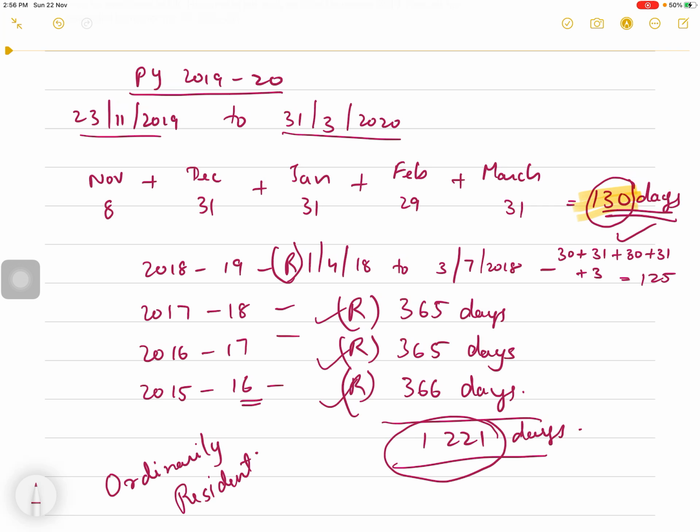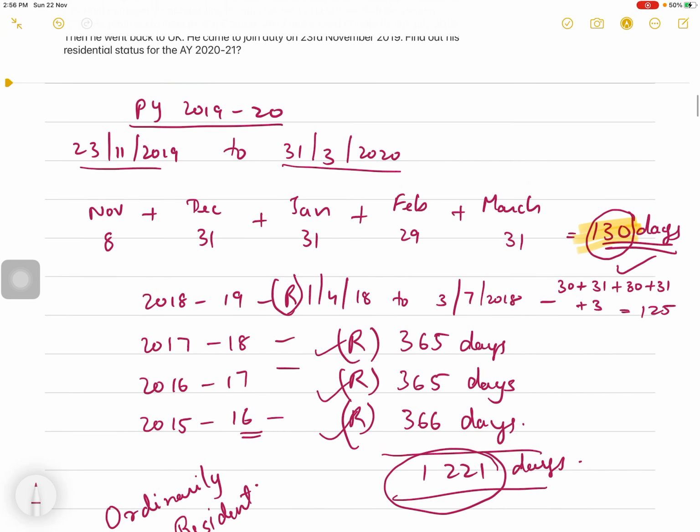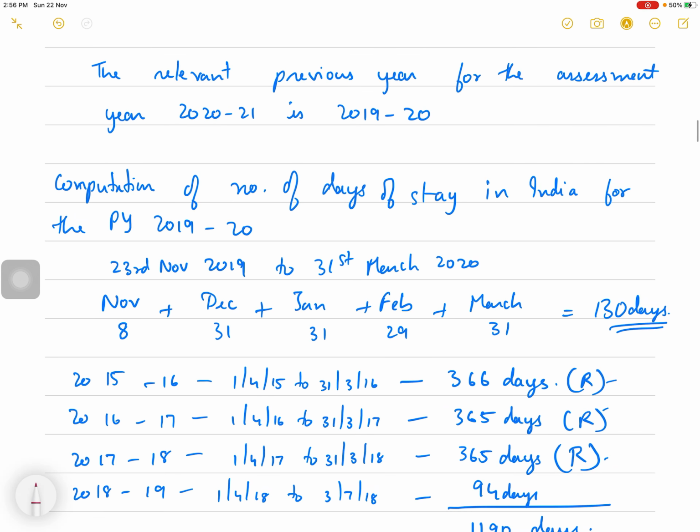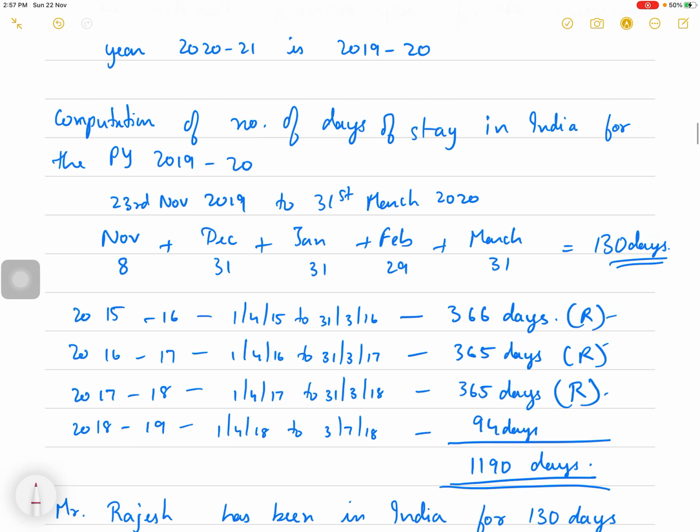By satisfying the second basic condition and both the additional conditions, he is ordinarily resident. Okay, so the answer for this question I have already written here. Please take down: the relevant previous year for the assessment year 2021 is 1920. Computation of number of days of stay in India for the previous year 2019-20. So when you calculate, it comes to 130 days.